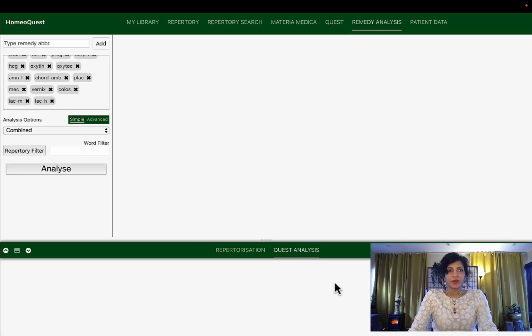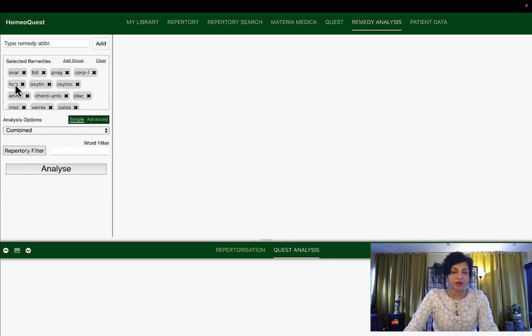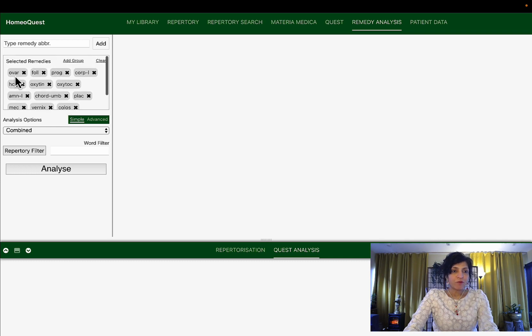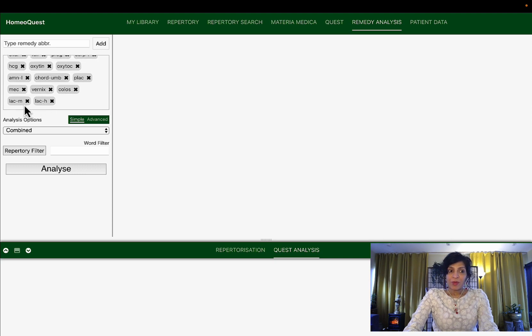To do this, I've opened up the remedy analysis of my HomeQuest software. You can obviously do that in any software which has these functions. And what I've done is I've chosen all the different matridonal remedies that are present in our database, right? So we have ovaries, folliculinum, progesterone, corpus luteum, HCG, oxytocin, amniotic liquor, which is amniotic fluid, chorda umbilici, which is the umbilical cord, placenta, meconium, vernix, colostrum, lac maternum, lac humanum. These are the remedies available at the moment.